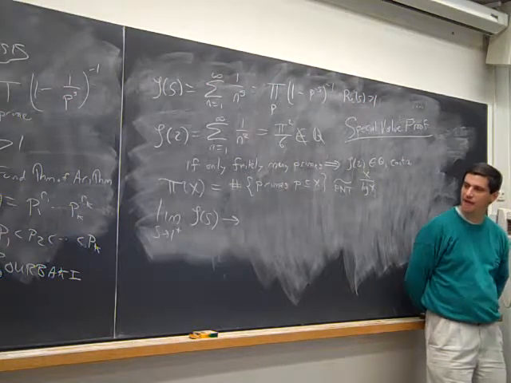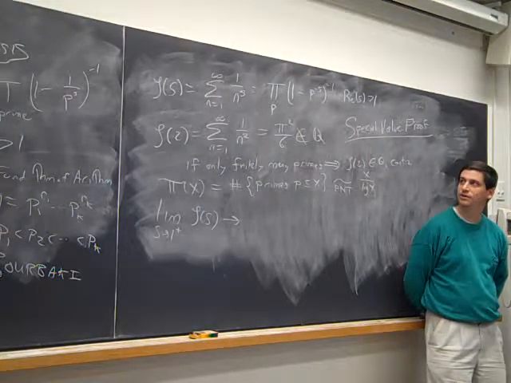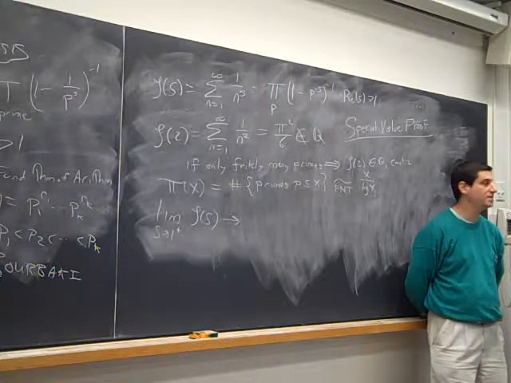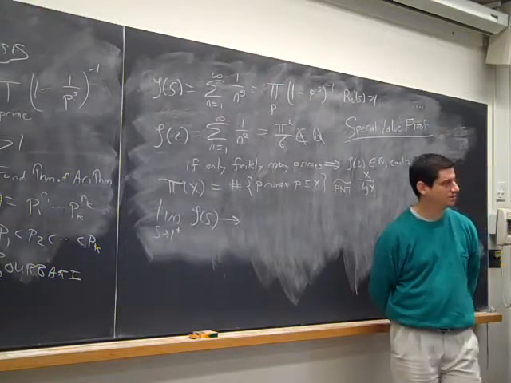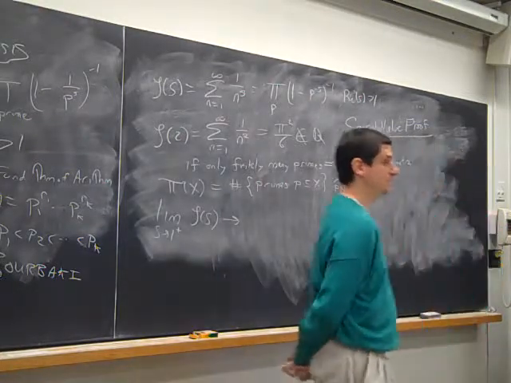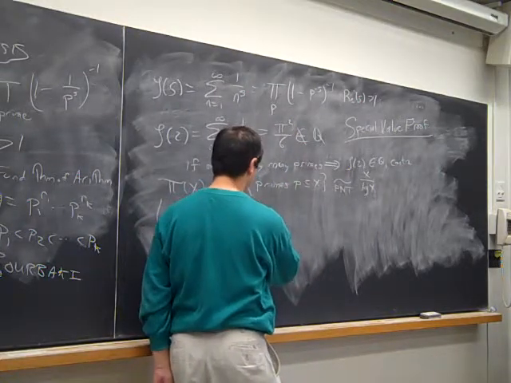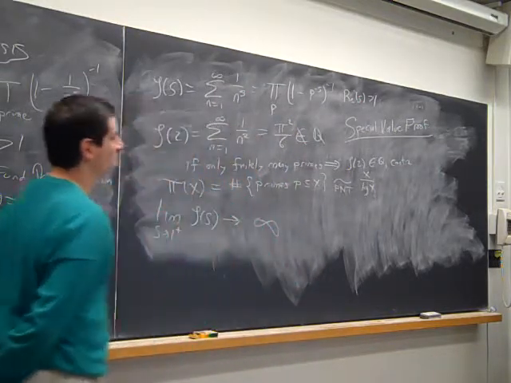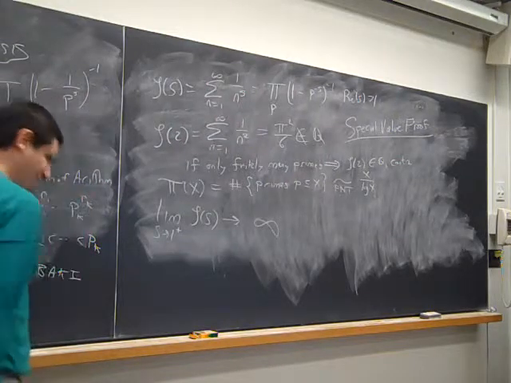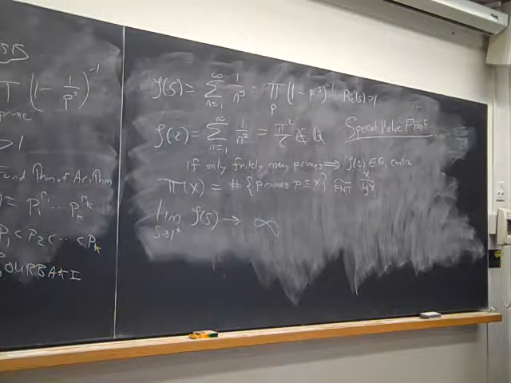So what happens as s goes to 1? I have the sum of 1 over n to the s with s getting closer and closer to 1. So it's approaching the harmonic series. So this goes to infinity. So what can you deduce about the number of primes? There must be infinitely many. Deduce that twice.